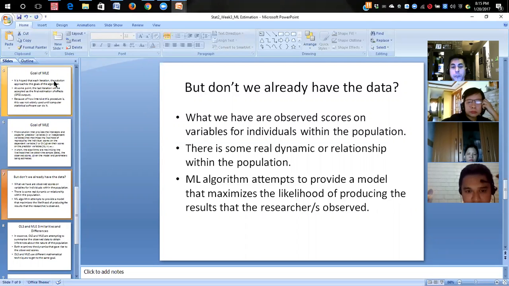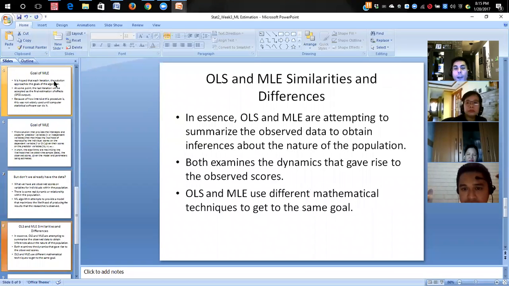So when we do research, for example, the maximum likelihood algorithm attempts to provide a model that maximizes the likelihood of producing the results that we, as the researcher, have observed, or what we have obtained, our data. So what are the differences then between OLS and maximum likelihood estimation? What are their similarities and their differences?